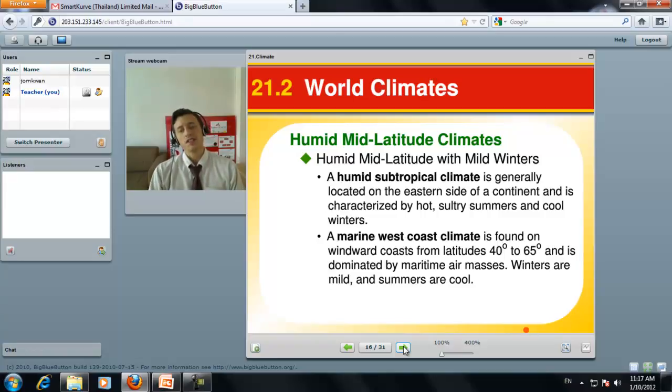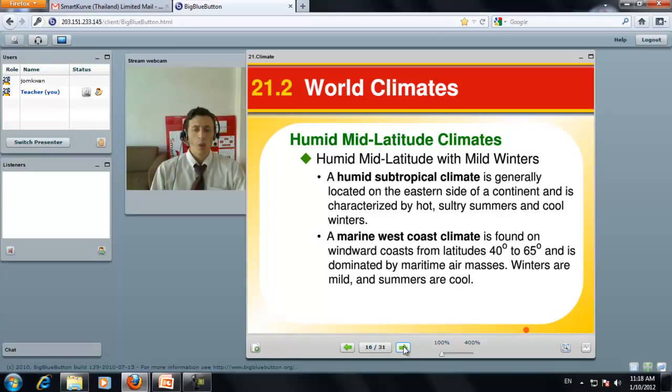A humid subtropical climate is generally located on the eastern side of a continent, like my home in North Carolina. We're on the eastern side of the American continent. It's characterized by hot, sultry summers and cool winters. In my home, our summers were very hot and very humid, and our winters were cool, but not terribly cold.